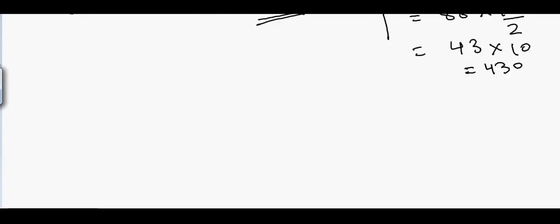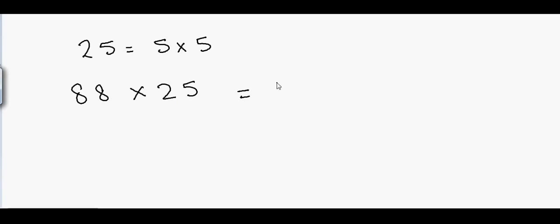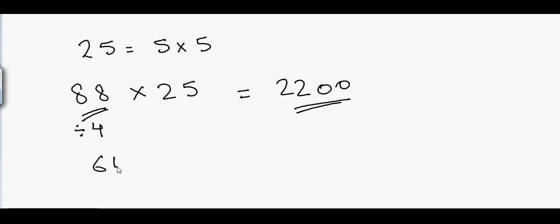Now let's go to 25. If I have to multiply any number by 25, we know that 25 is equal to 5 into 5. So instead of dividing by 2, we will divide by 4. Suppose I have 88 and I want to multiply it by 25. In this case, I will divide 88 by 4. That will be equal to 22, and then I put 25 in the end. Sorry, I put 00 in the end. Again, if I have to multiply 64 by 25, that will be equal to 16, because 64 divided by 4 is equal to 16. So we have 1600 as the answer.